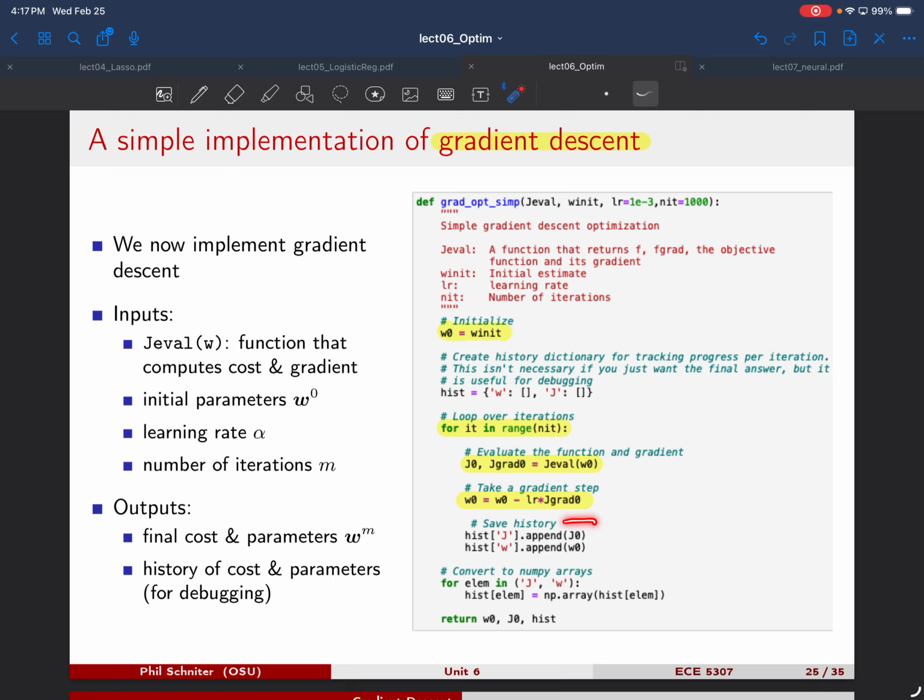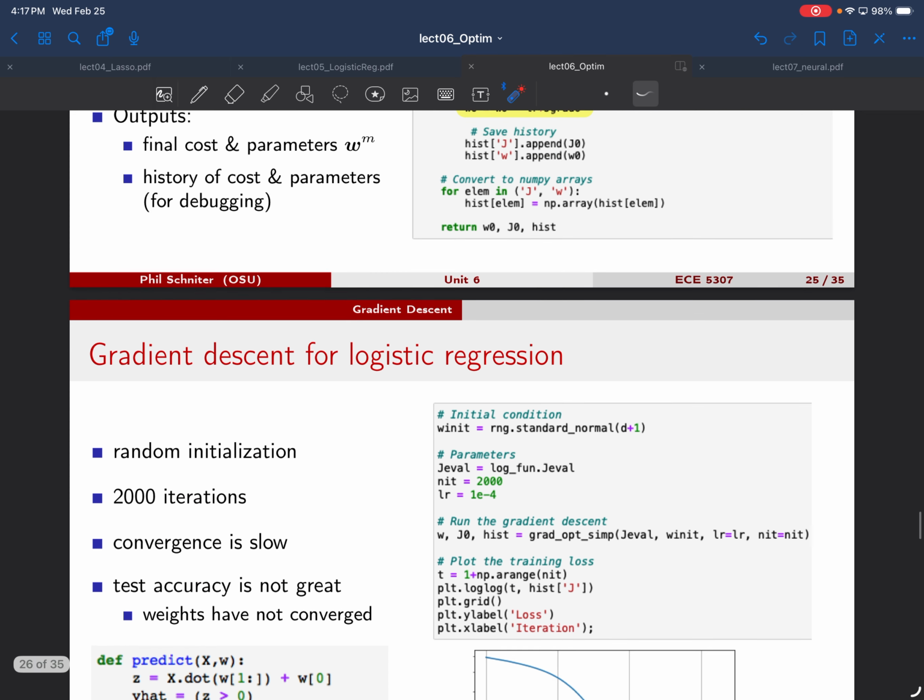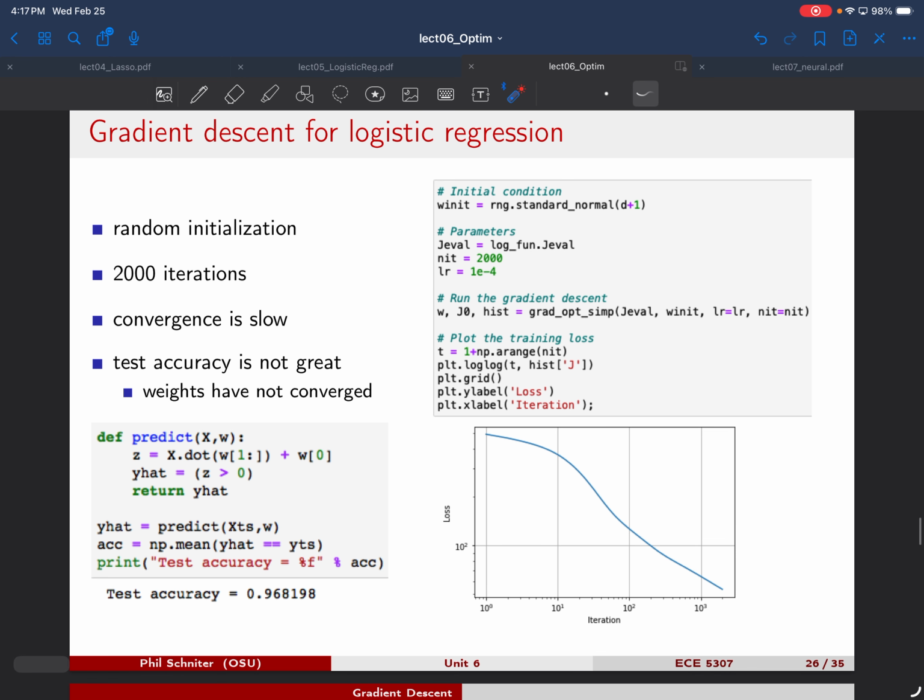And for debugging purposes, we are keeping track of the cost as well as the vectors W at each iteration. This is not really necessary, but it helps for debugging and for visualization. And really that's our code. It's pretty straightforward. Any questions so far? Okay, great. So this is what it looks like when we run things.